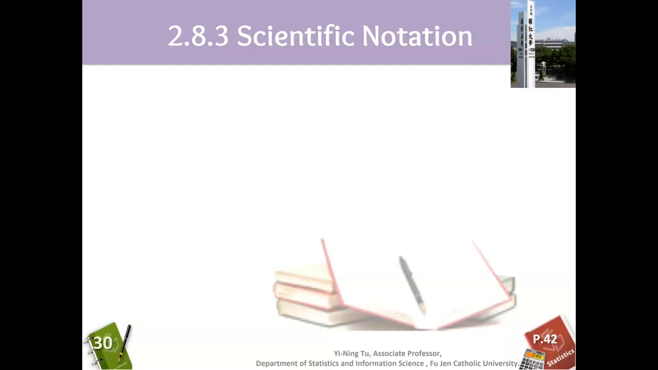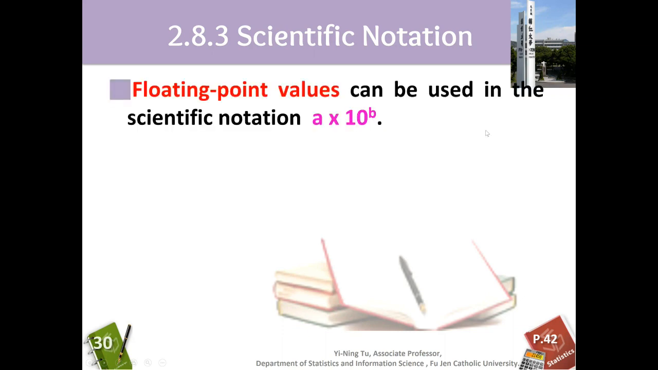Now we will move on to the next topic. We call that scientific notation. It is on your textbook page 42. Floating point values can be used in scientific notation, for example, A multiplied by 10 exponential B.